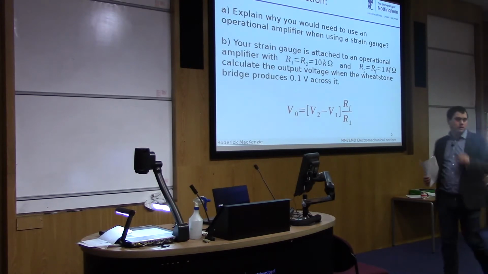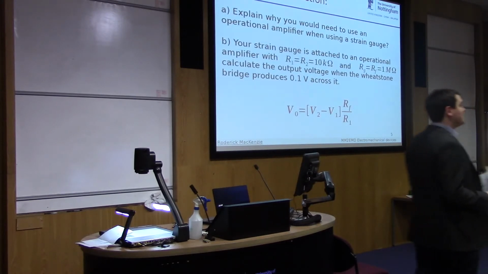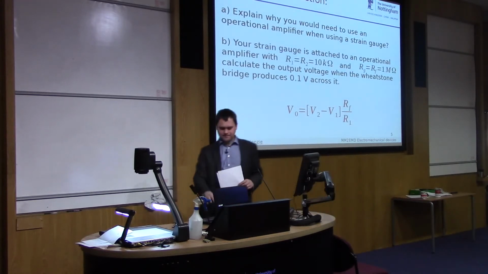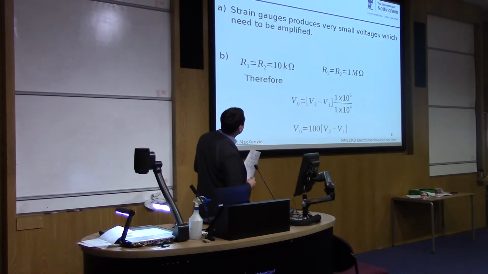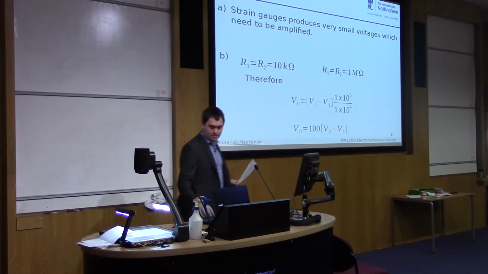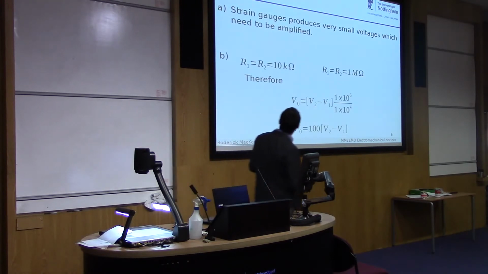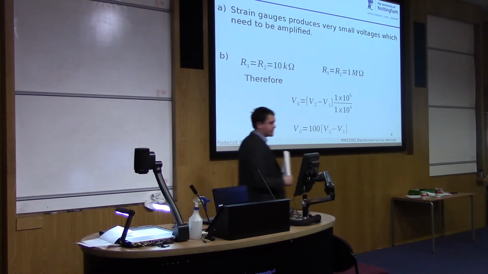Come on. Have you got an answer for me? 10, you think? Okay. Well, that's the equation. Presumably it's yes, so V1 minus V2 is 10. So the answer is strain gauges produce very small voltages which need to be amplified, and then when you put the values in, you'll get 10 out.